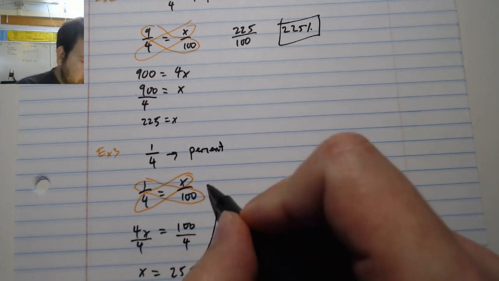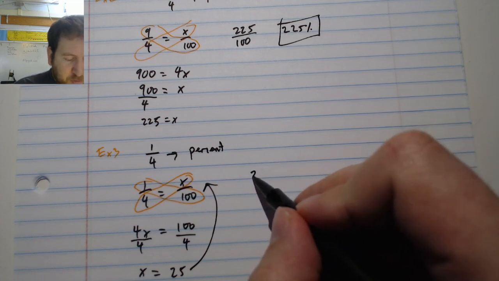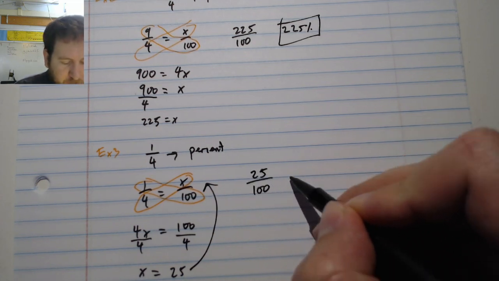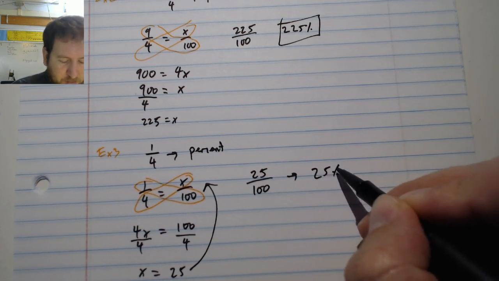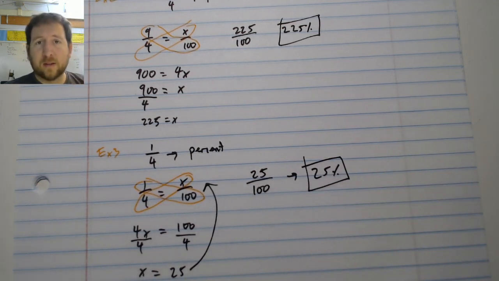So then if I put that 25 back up to the top, I have 25 over 100. And if I write that as a percent, all I have to do is write 25%. All right? Not too bad.